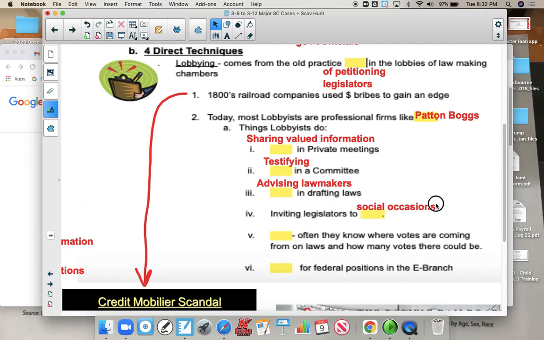We can invite legislators to social occasions. Nowadays there's a limit on some of the gifts that people can get, but you can host a party or a dinner, with all the fixings and all the lavish, really, really expensive perks, and really persuade groups that way. You can provide political information. Often this is used to know where voting is coming from and how many votes there could possibly be for a bill or for a candidate.